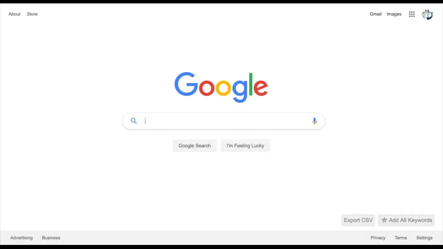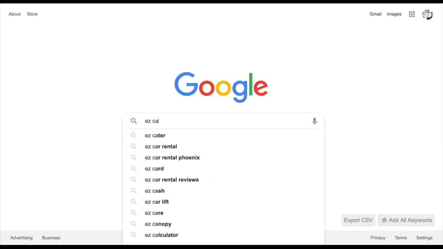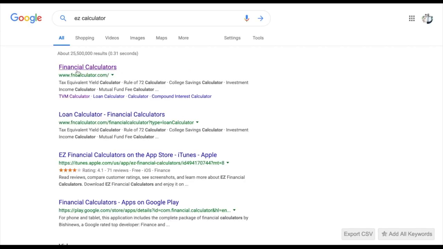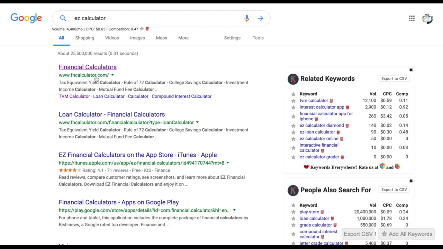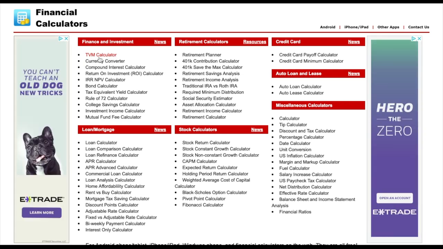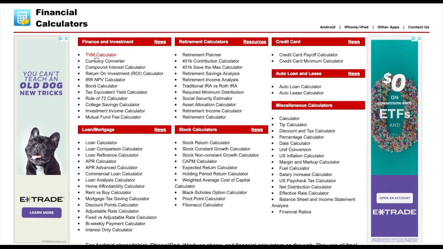In Google, all I'm going to do is type in Easy Calculator. And the first one that comes up is FN Calculator. So this is the Easy Calculator. This is actually the direct website, so I'm just going to click here. And what we are looking for is a TVM calculator. And what this stands for is Time Value Money Calculator.